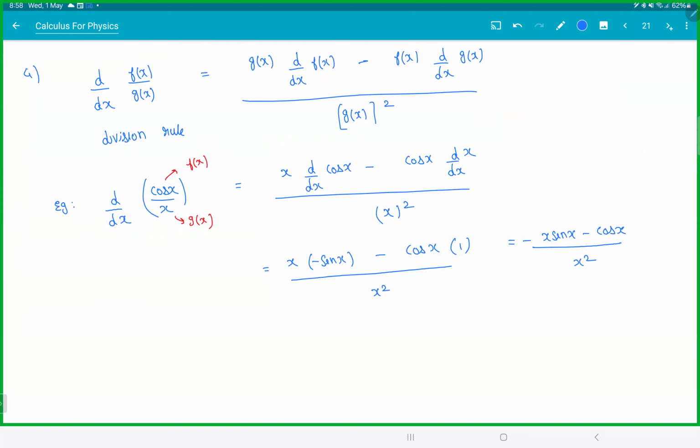Today it will be more of maths oriented. We'll have fewer applications.